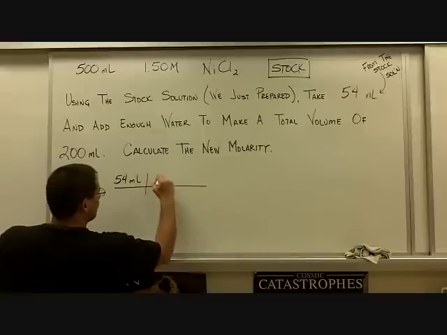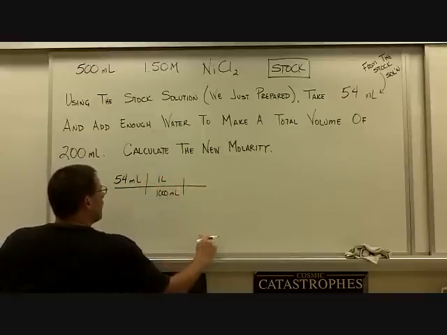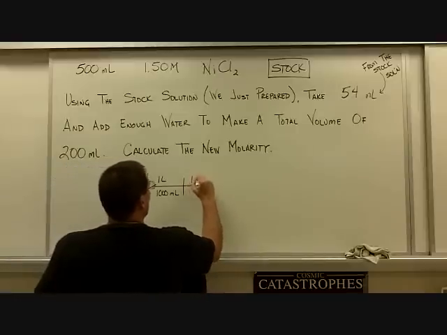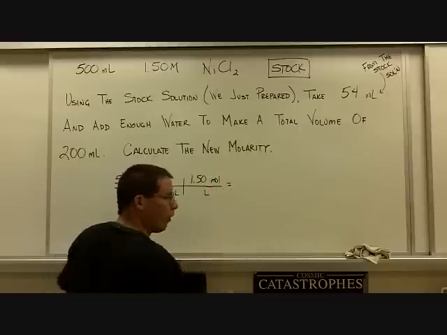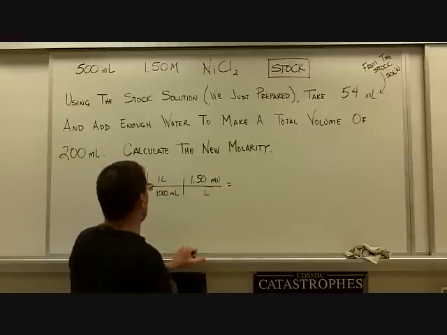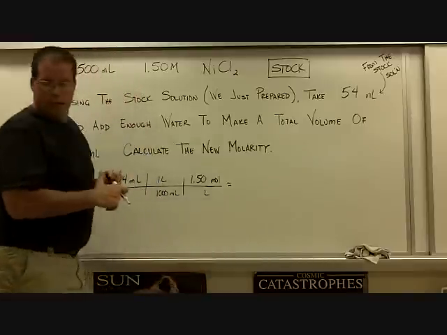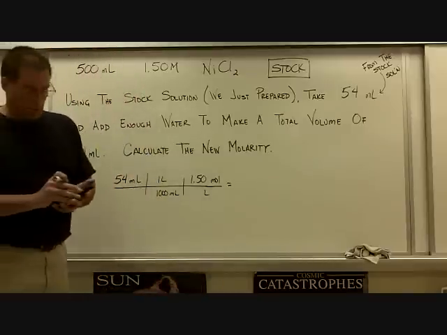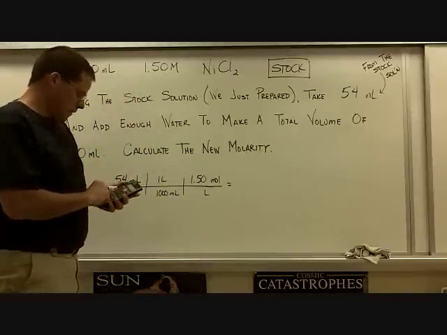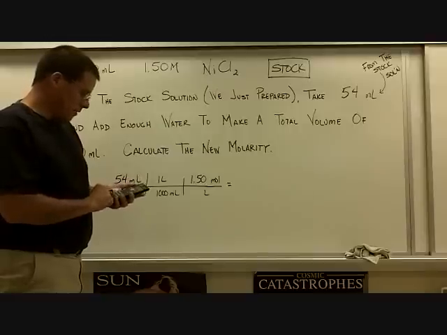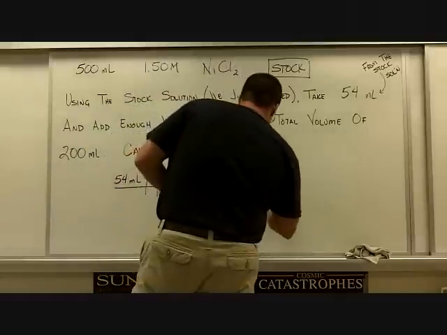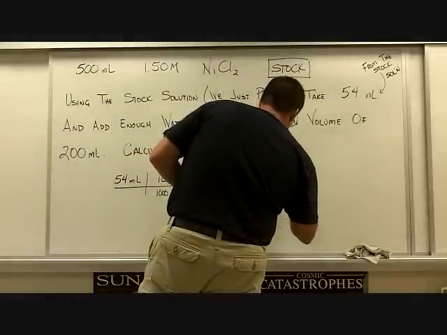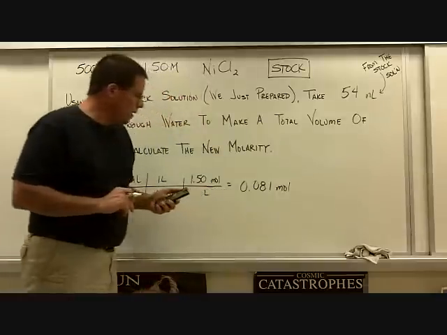Again, convert that to liters. There's 1,000 milliliters in every liter. And we also know that we have a molarity of 1.5. So this is as far as we need to go. We can find out how many moles we have there. Let's do that calculation real quick. 54 times 1.5 divided by 1,000 gives us 0.081 moles of our nickel(II) chloride.